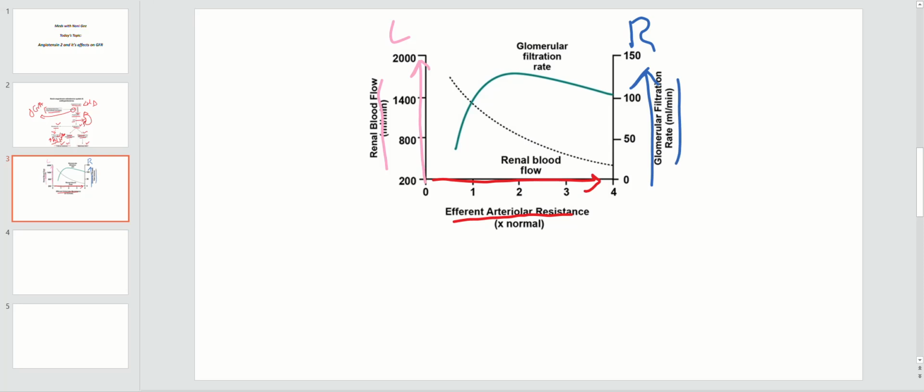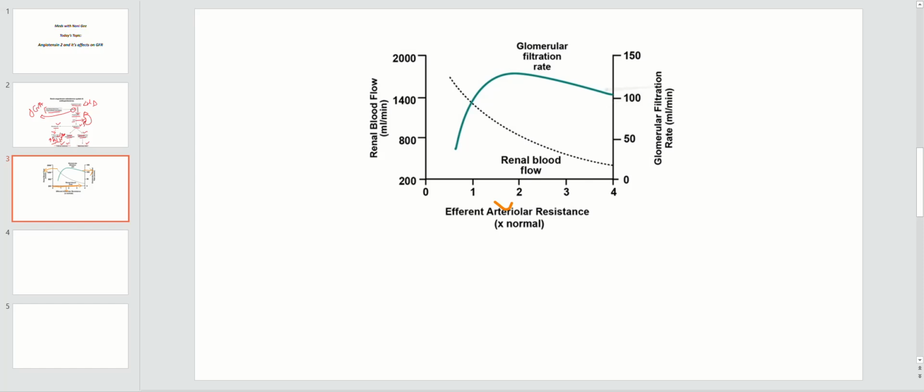Now we have to discuss how these parameters are related with each other. Before going into the depth of this graph, I want to show you what each line represents. On the x-axis, as I told you, this is your efferent arteriolar resistance, which goes from 0 to 4 as you move from left towards the right side. This dashed line is representing your renal blood flow, and this dark green line is representing the glomerular filtration rate, right?